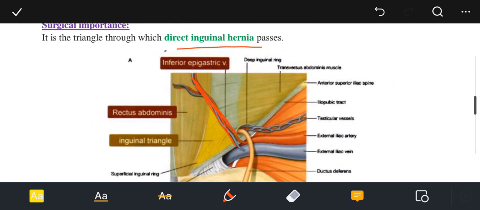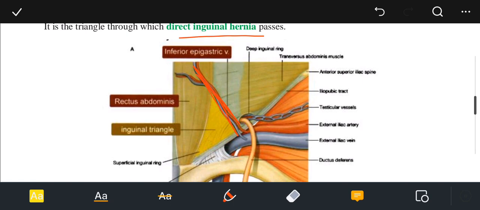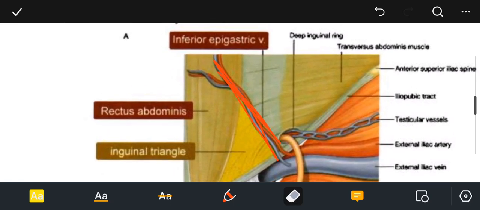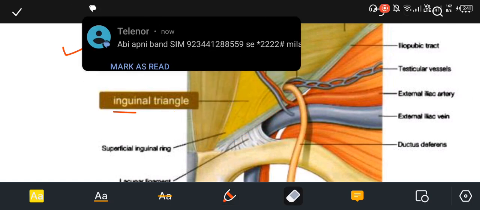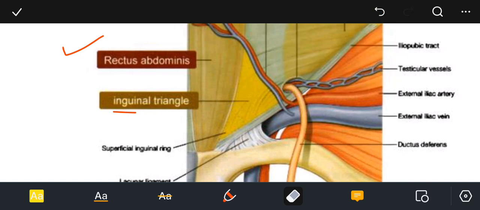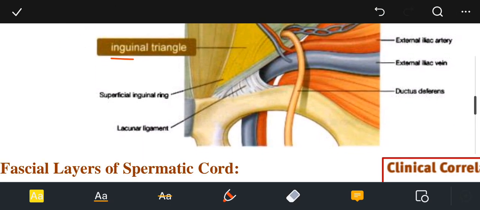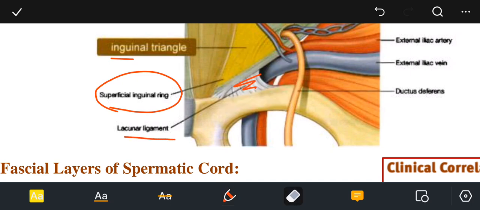Then we have this picture in which they have shown a lot of structures that move in an anti-clockwise fashion. They are trying to depict the Hesselbach triangle. The very first thing is the lateral-most border, the inferior epigastric vessels, both the arteries and the veins. Then the rectus abdominis muscle. The inguinal triangle is this yellow structure. Then we have the superficial inguinal ring, and the lacunar ligament, as we have read before.